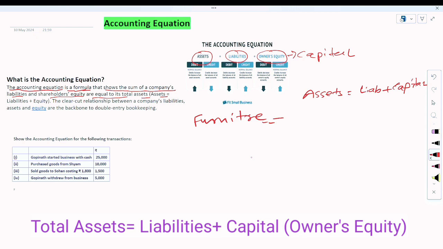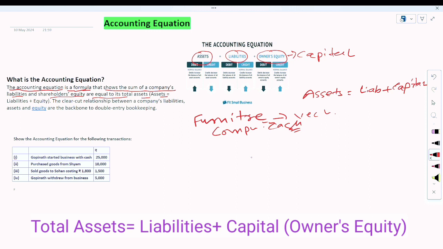You purchased some vehicles for your business. This is also an asset. And you purchased a computer for your business. This is also an asset. You have a few cash balance for day-to-day operations of your business. This is also an asset of your business. So asset means the company has some properties to operate the business activities. This is known as asset.